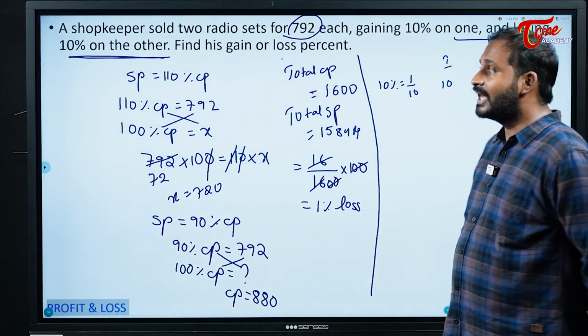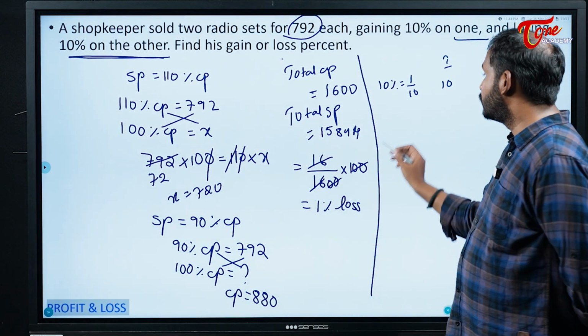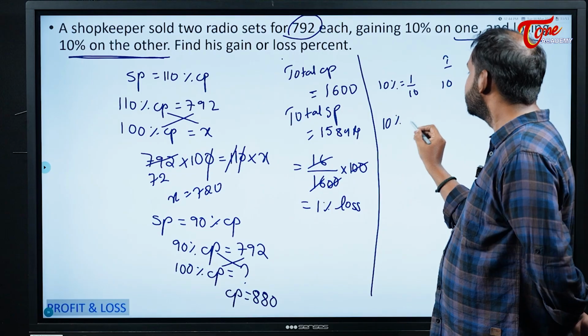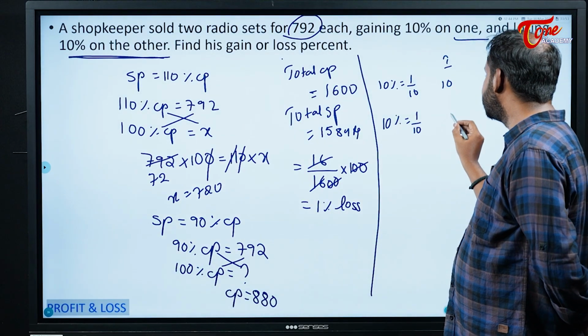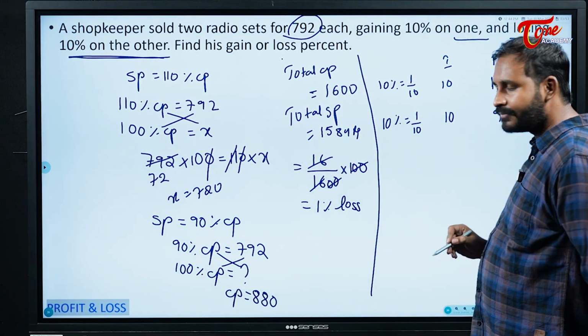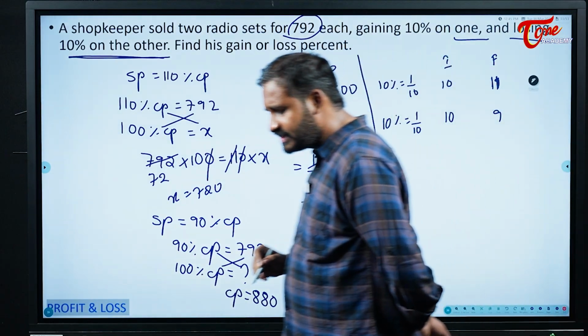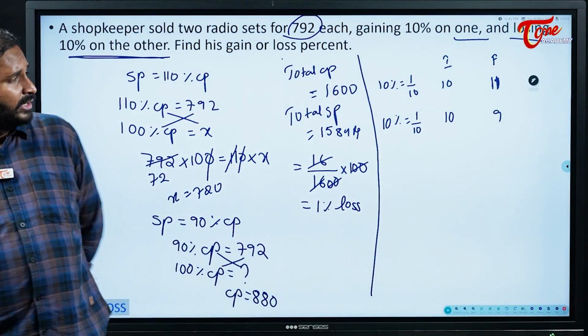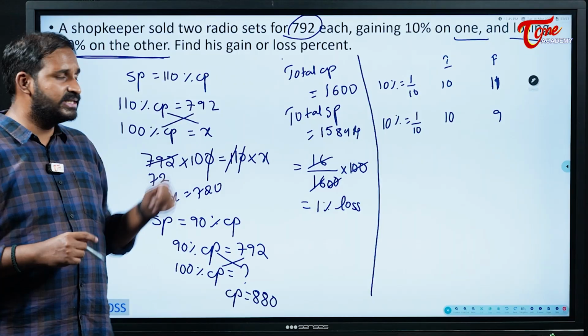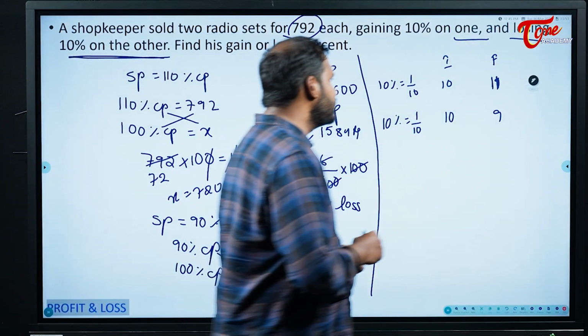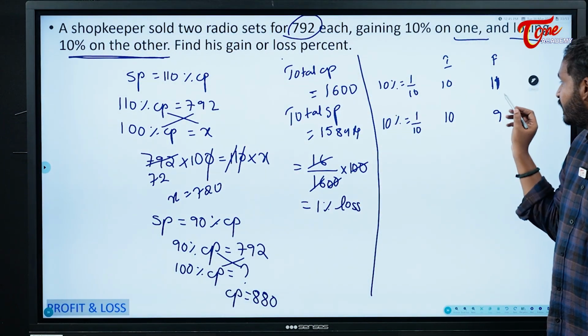And on the other he is losing 10%, right? So 10% means I can write the same 1 by 10. That means initial 10 and final it is 9. Now please observe here, students. The sale price of both the articles is the same, right? Now please observe the fractions here, 11 and 9.